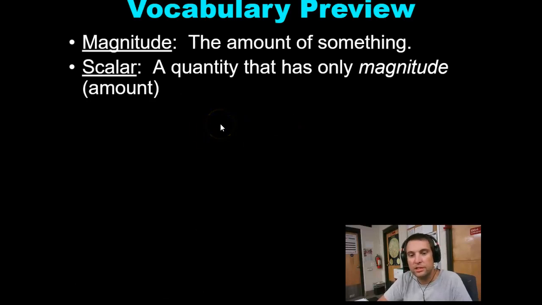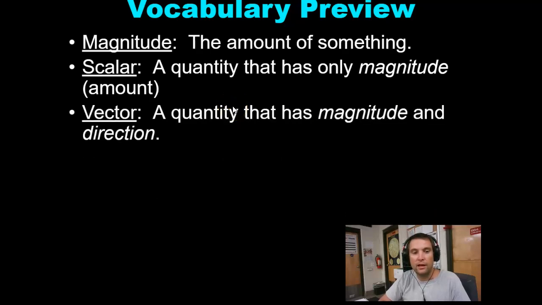A magnitude is just the amount of something, so how big or how much something is. Then we have a scalar, which is a quantity that only has magnitude or an amount. A vector is similar to a scalar, however, it has a magnitude and a direction. So if I said I'm moving 30 miles per hour, that's a scalar. It only tells me how much I'm moving or how fast I'm moving. If I say I'm moving 30 miles per hour north, then that gives me a magnitude and a direction.